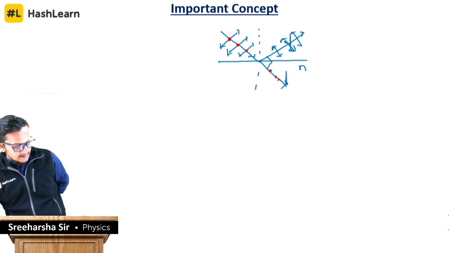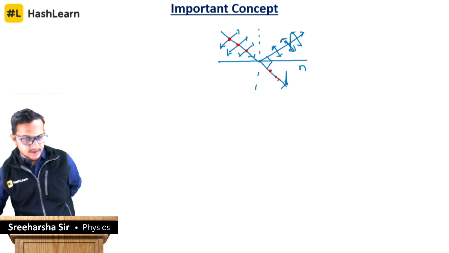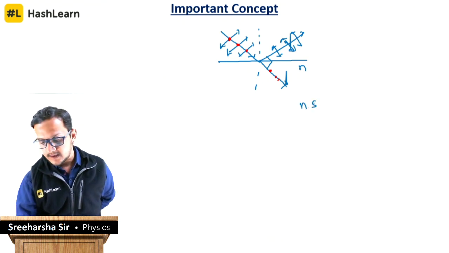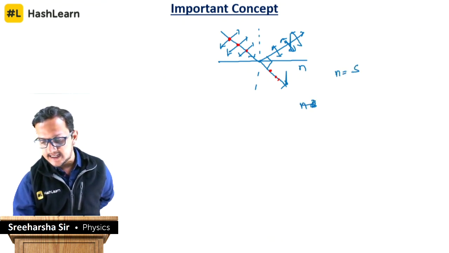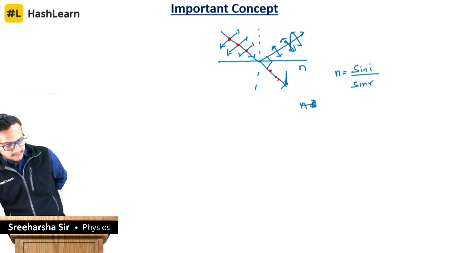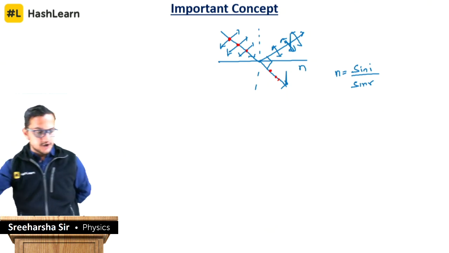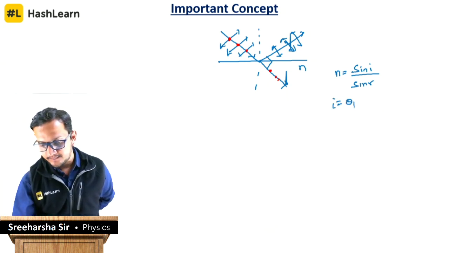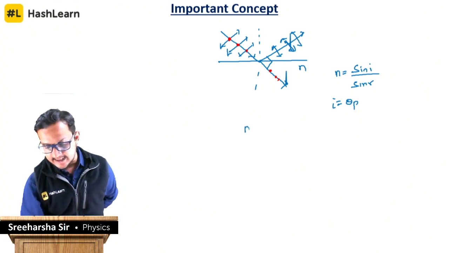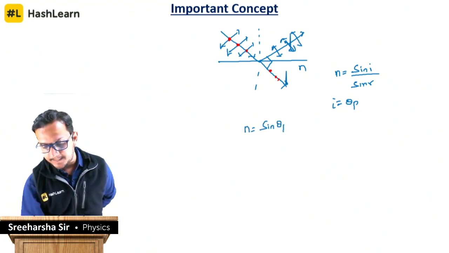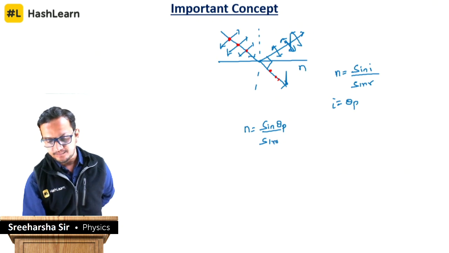So now we have, from Snell's law, that n is equal to sine i by sine r. But from here the condition is that i is equal to theta p. So from this you can write it as n is equal to sine theta p divided by sine r.